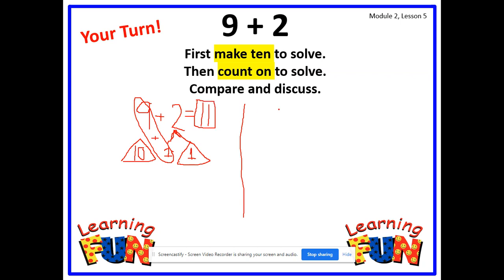Now you're going to use the count on strategy to solve. What strategy are you going to use? Get ready. Yes, count on. So go ahead and write your expression. 9 plus 2 equals. Go ahead and press pause and use the count on strategy to solve. Press play when you're ready to check your work.